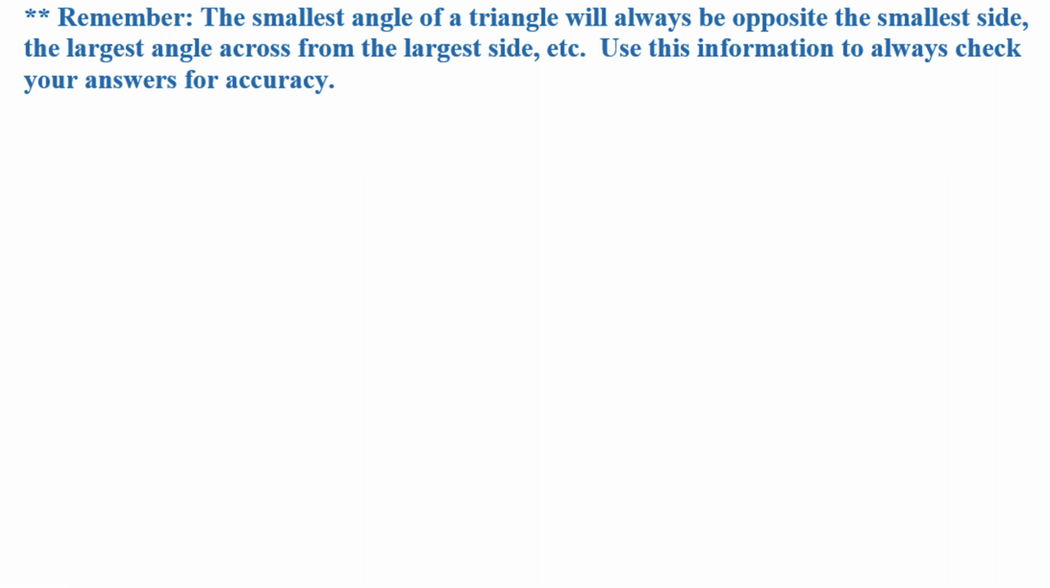Now this rule right here, I call this the Goldilocks rule. Notice what it says. The smallest angle of a triangle will always be opposite the smallest side. The largest angle across from the largest side. And of course, the medium side is going to be opposite the medium size angle.